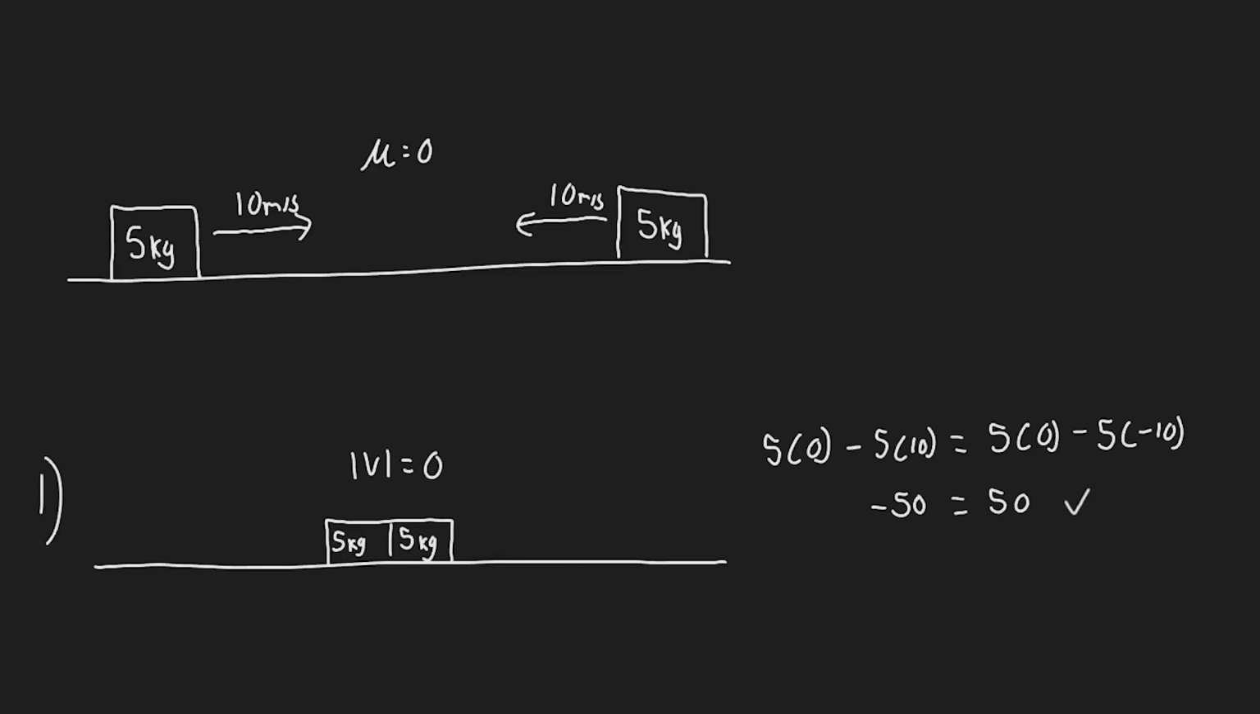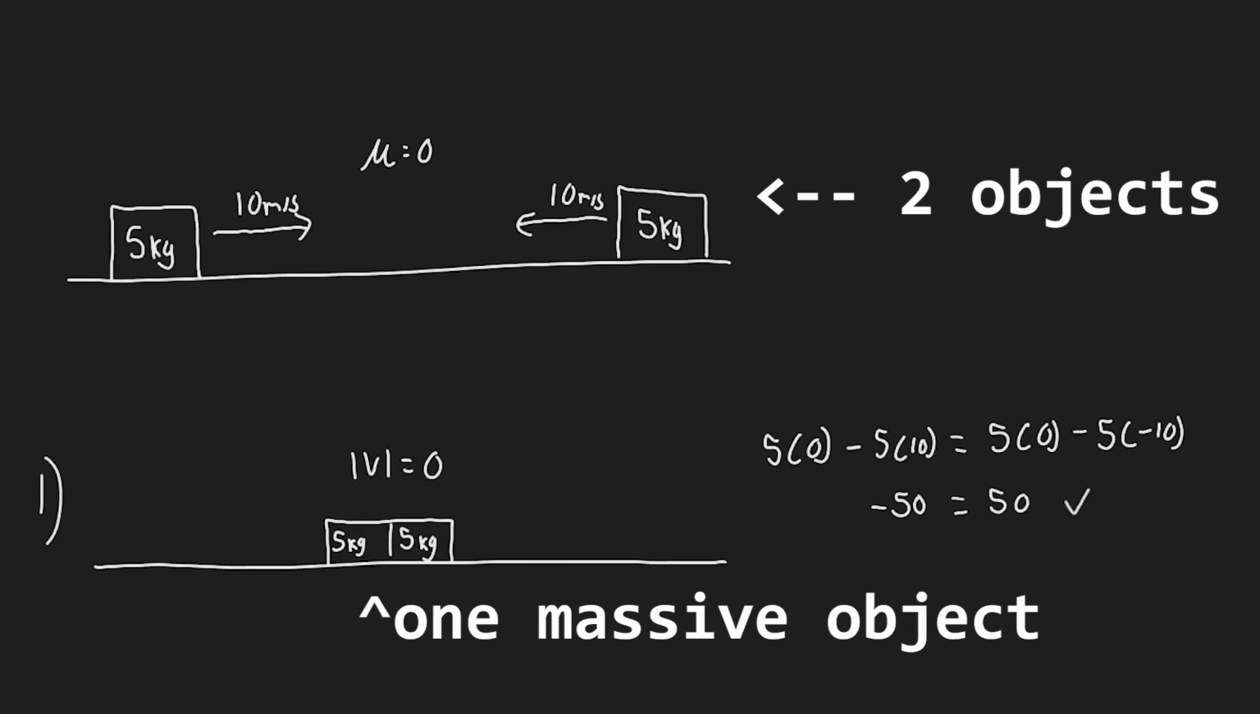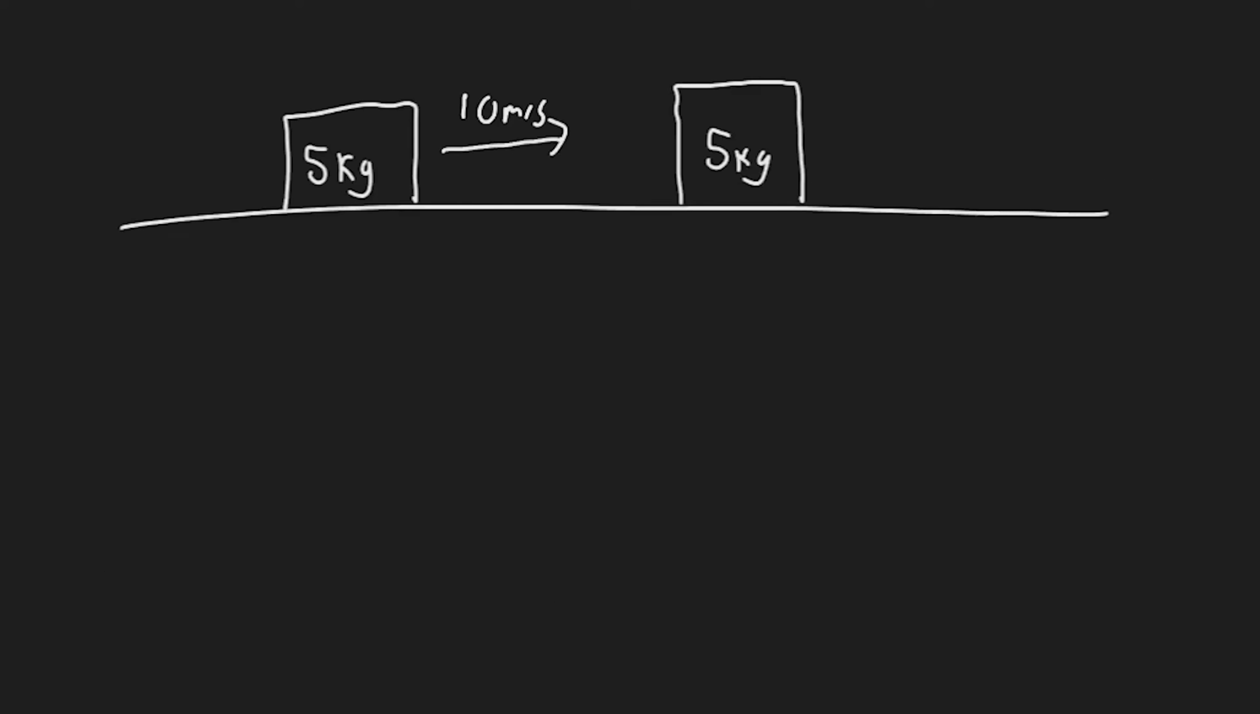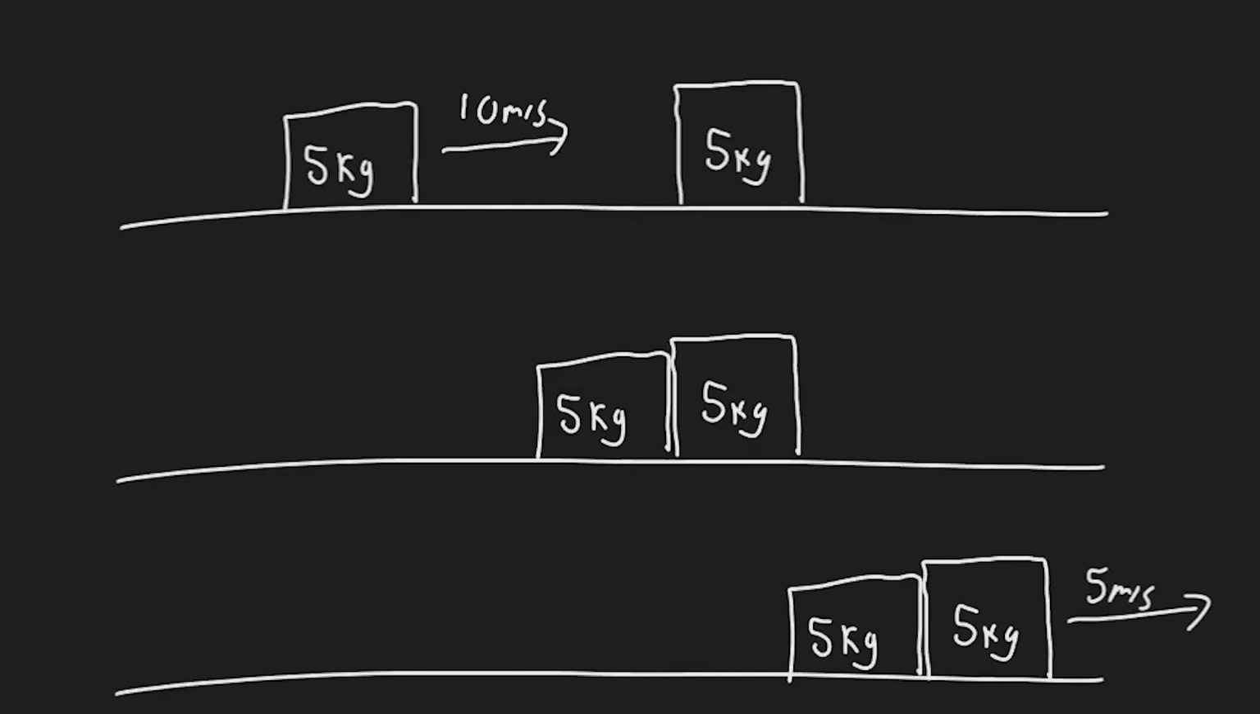In perfectly inelastic collisions, two objects often act like one bigger, more massive object after the collision. For example, if one of the 5 kilogram boxes is stationary from earlier, the result becomes two masses sliding together at 5 meters per second. Think of a car crash as this type of collision, because the two objects often interlock after they collide.